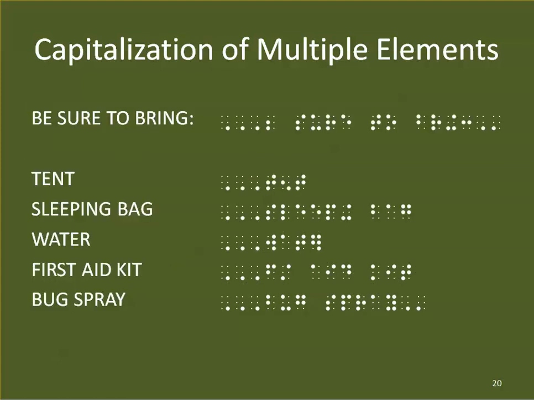And here we have a list. Be sure to bring, those are instructions, so that is one separate element. It's capitalized in passage mode, and then it's terminated as something separate. Then the list starts capitalized passage mode, and each element is again reinstated as continuing on with the passage. It's just a reminder for the reader as it's going along, but it isn't terminated until the very last item.